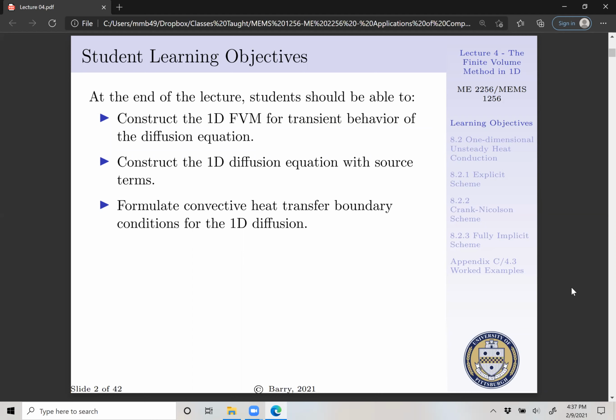And then what we're going to talk about too is our convective boundary conditions for our 1D diffusion equation, considering the implementation of source terms. So I got a little bit to cover today. It's not too bad.